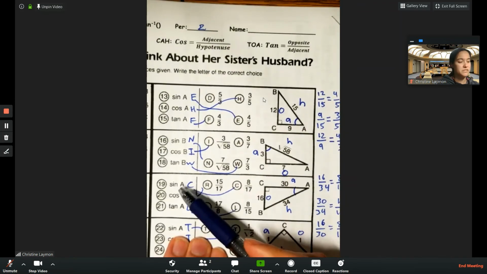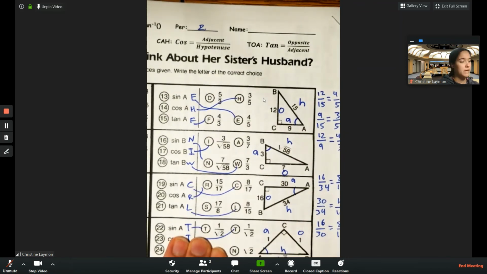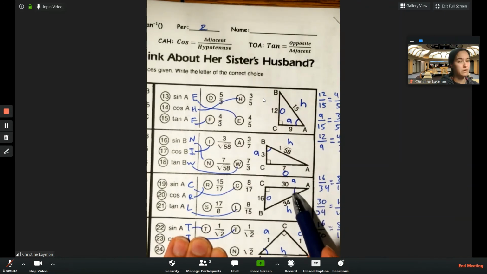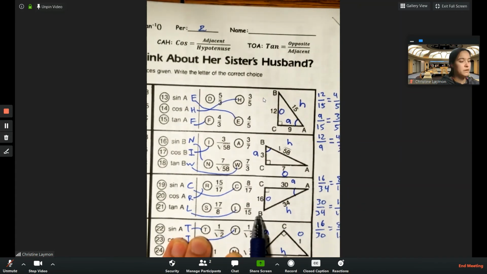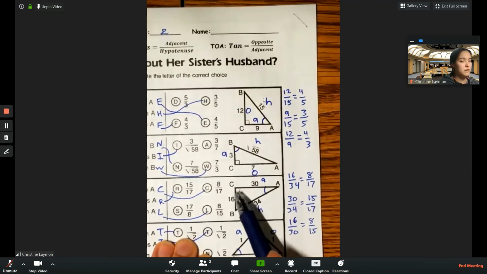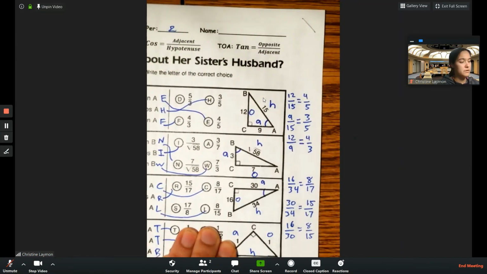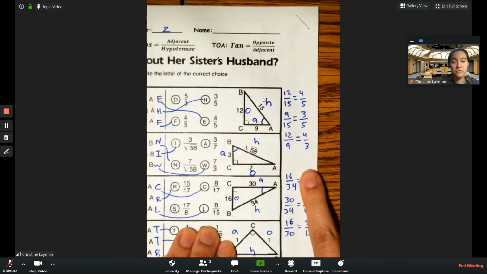This next one says, stand at angle A. So here's my mark for angle A. I labeled my hypotenuse. I labeled my adjacent side. I labeled my opposite side. So the sine of A, opposite over hypotenuse, that is 16 over 34.